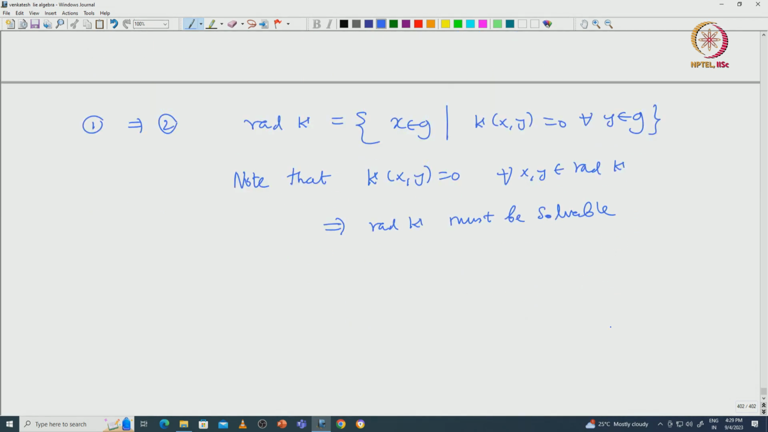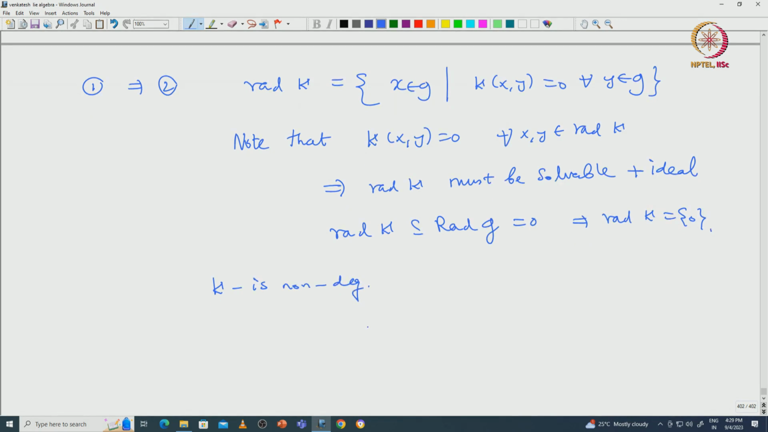But we already checked this is an ideal. So, this is a soluble ideal, so it is contained inside the radical of G. But G being semi-simple implies that the radical of G is 0. So, that implies that this radical of kappa is also 0. That means kappa is non-degenerate.